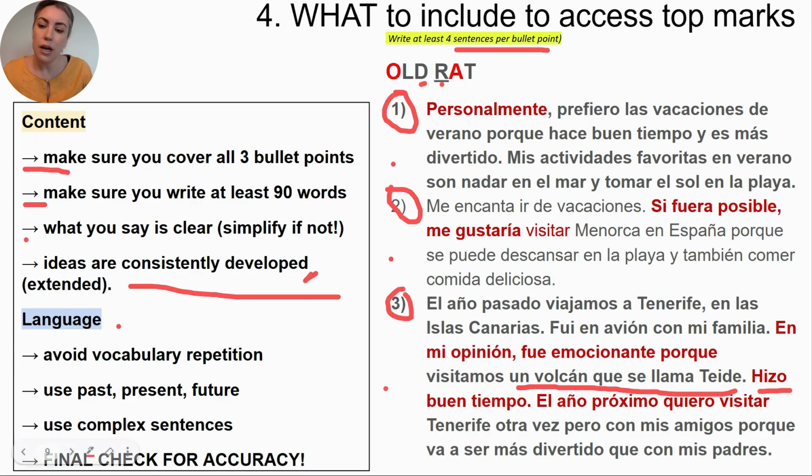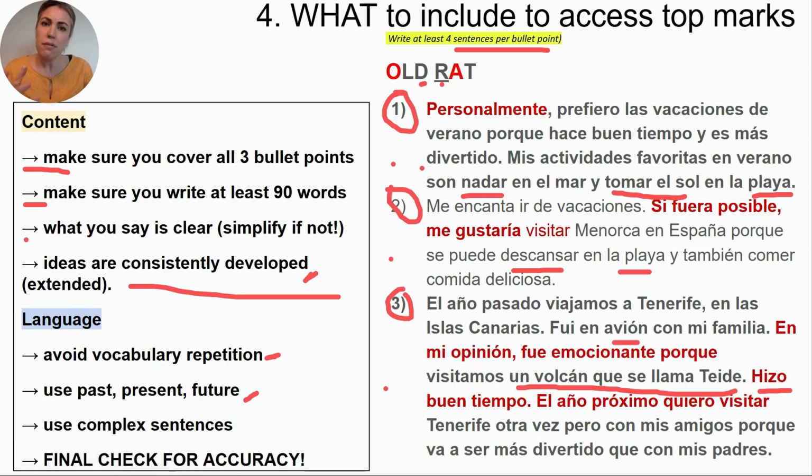And then we'll take a look at language. We can get 5 marks if we avoid vocabulary repetition. So not saying playa, Tenerife, sol all the time, for example. We have 2 playas here, but that's not a problem because there's lots of other vocabulary. Descansar, tomar el sol, nadar. What else have we used? Avión, volcán, all of that is variety.